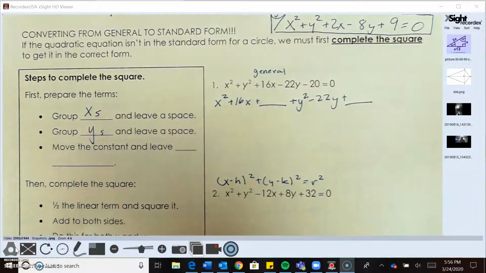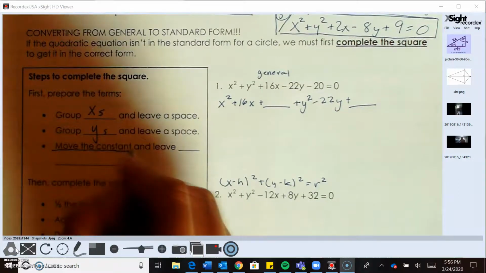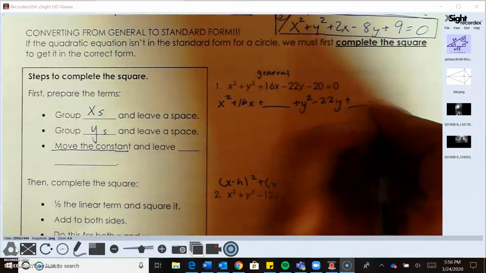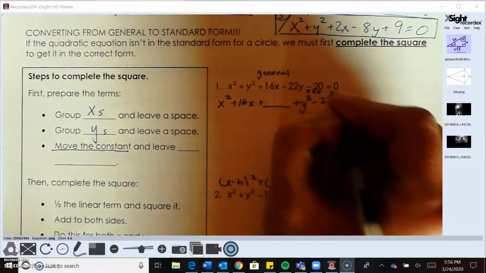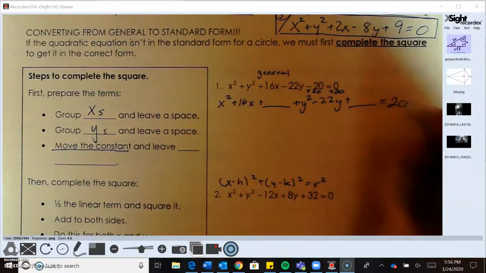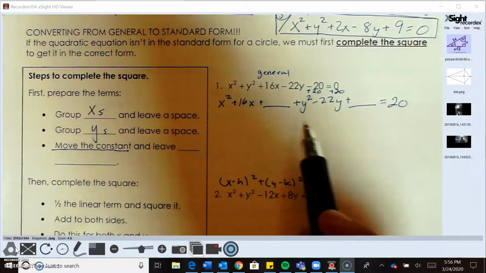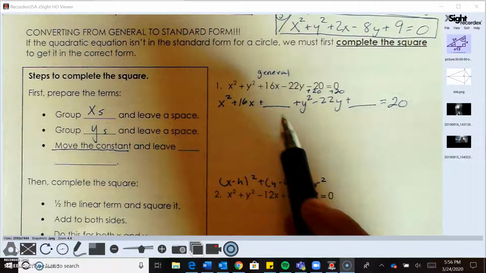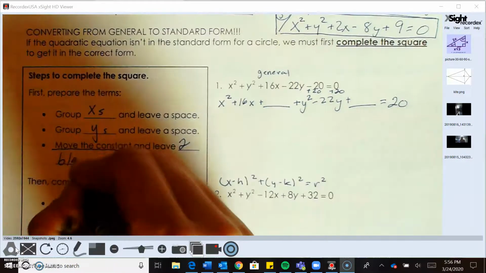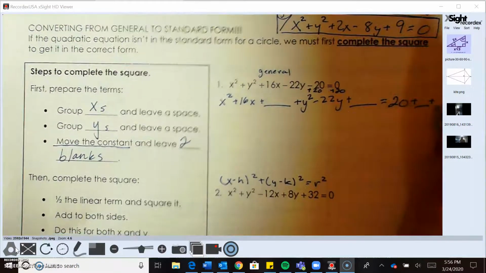Okay. Move the constant. So that means I have a negative 20 on the left-hand side. I want to move it back to the right-hand side. I'm going to add 20 to both sides. So now I have equals 20. And remember, it's equations, we want to always keep them balanced. So this left-hand side has 2 blanks. So over here, we're also going to leave 2 blanks. So now I have 20 plus blank plus blank.